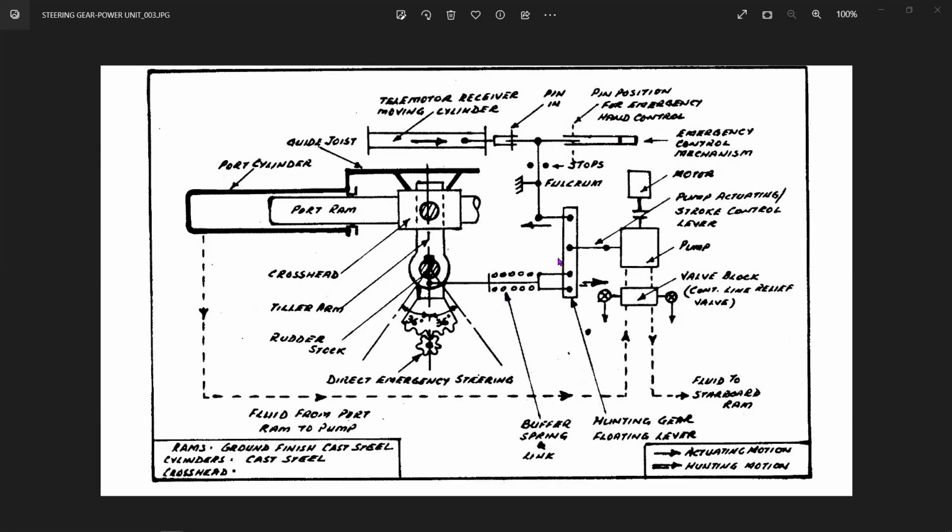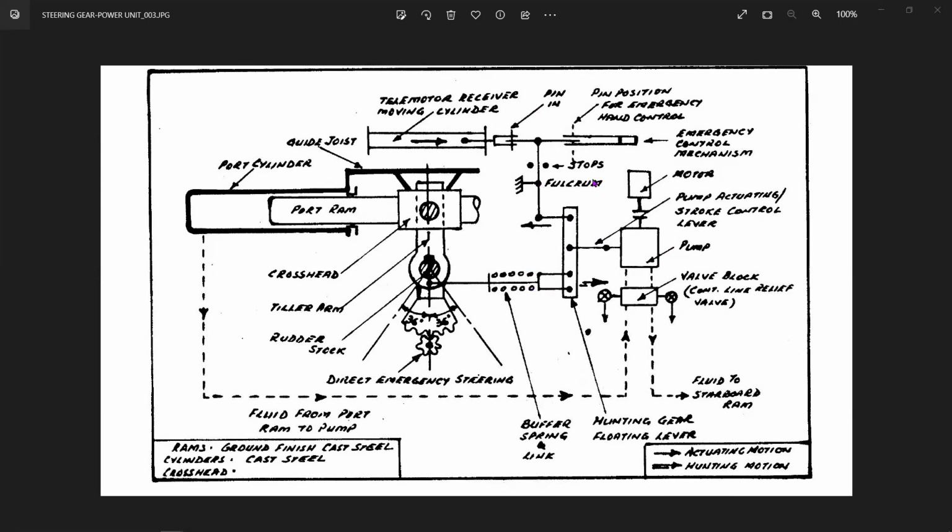So they have replaced this with an independent system, which is called a torque motor. The torque motor is an electronic control system which directly controls individual pumps, sorry, not motors. Individual pumps will have individual torque motors, and they will be directly controlled from the bridge. We will see how that happens. And this mechanism is outdated.